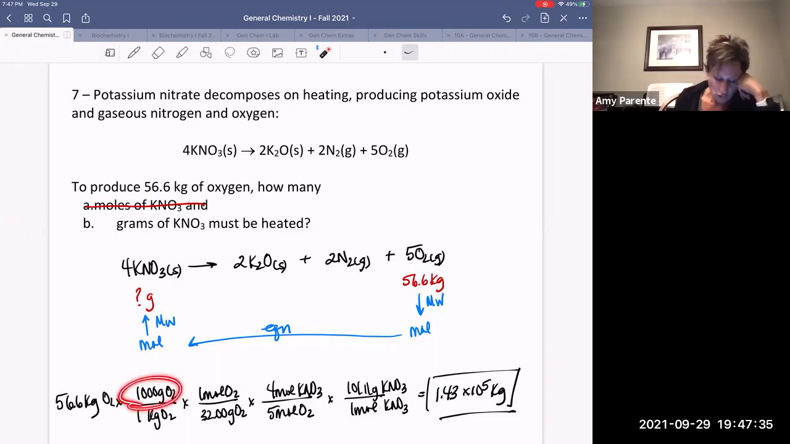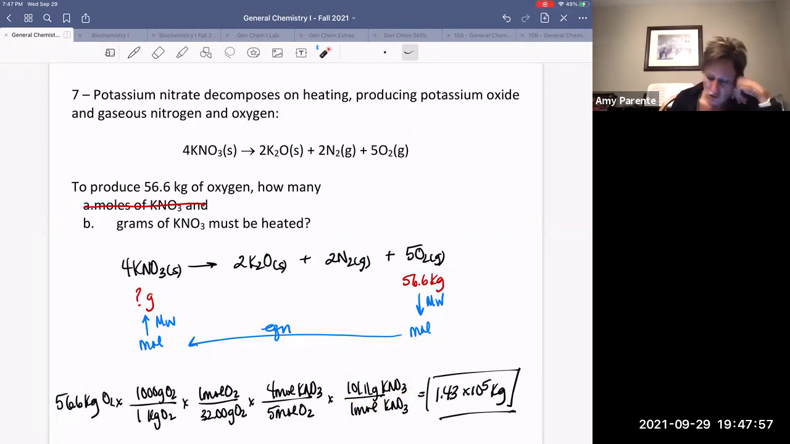Okay, so I've got grams of O2. So I'm going to have grams of O2 go away and get to moles. And then my balanced chemical equation allows me to change who I'm talking about. So moles of O2 will change to moles of KNO3. And then moles of KNO3 will go to grams of KNO3 using the molecular weight of potassium nitrate.